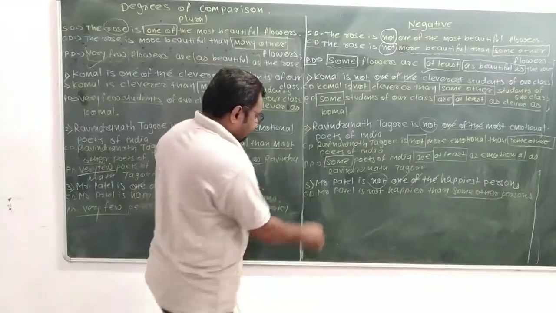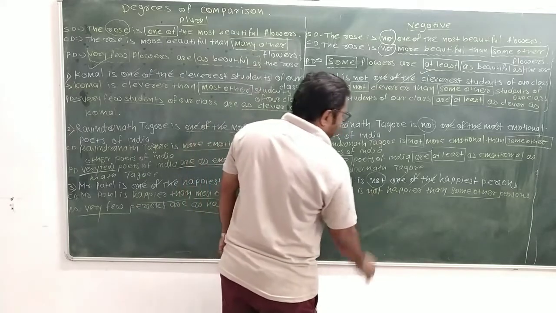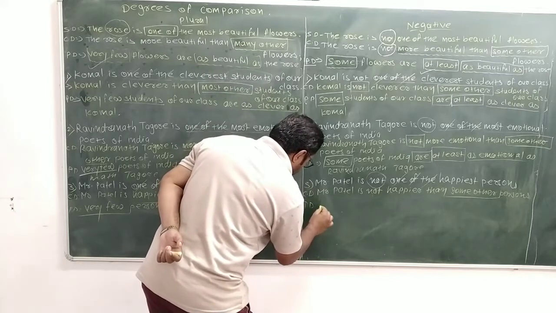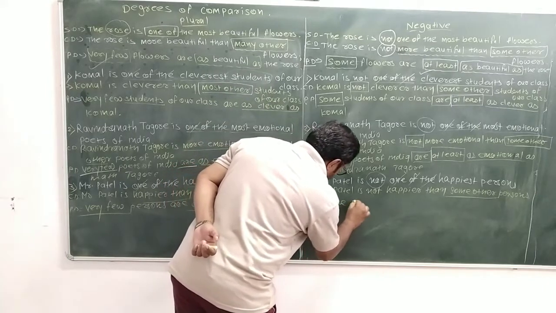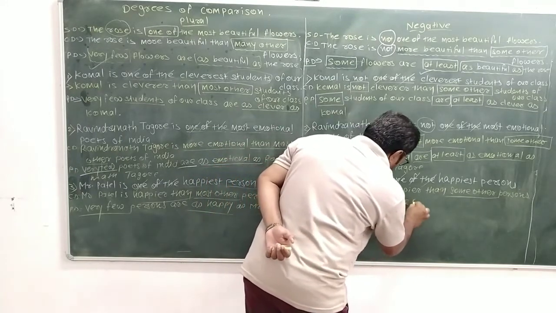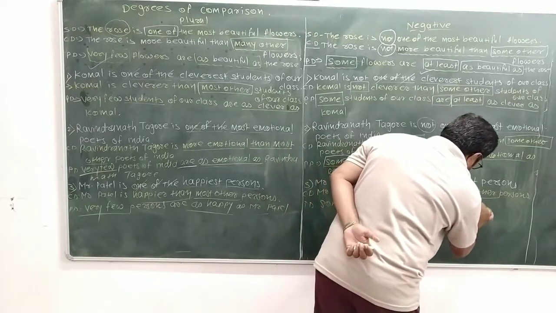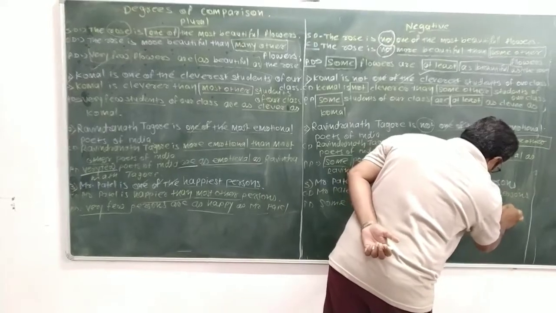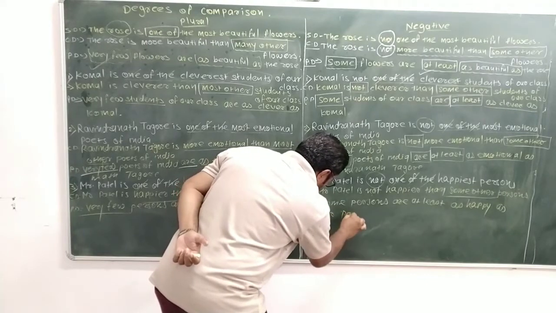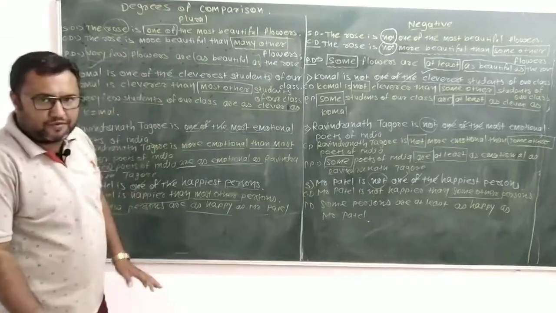Now the last one. Mr. Patel is not one of the happiest persons. Mr. Patel is not happier than some other persons. So positive degree. Some persons are at least as happy as Mr. Patel.